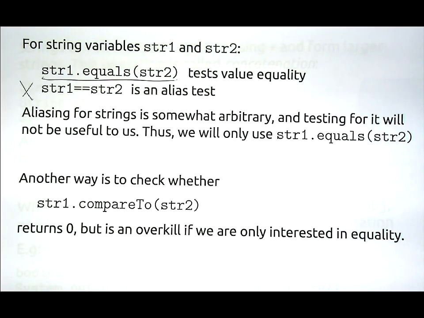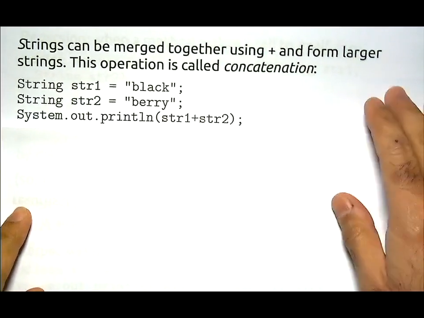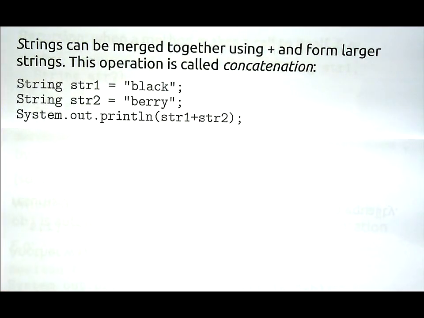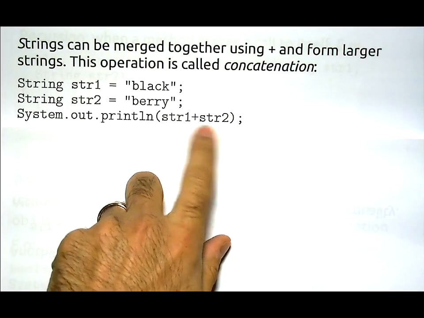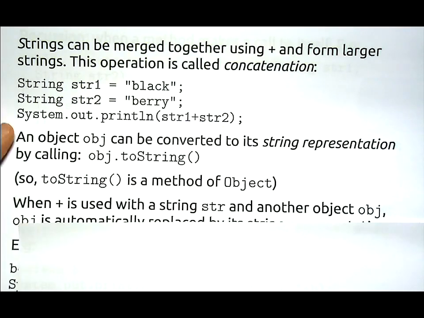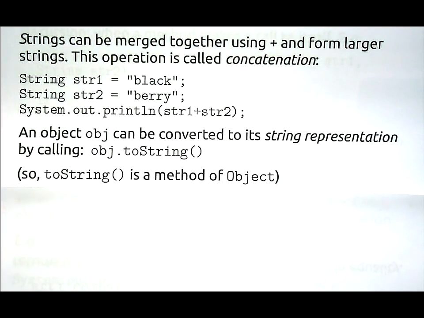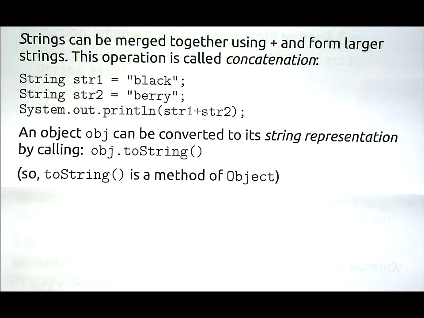And then we saw this already in the examples, that you can concatenate strings using the plus operator. So if you have, for instance, Black and Berry being two separate strings, and you print str1 plus str2, you get BlackBerry. And you can convert every object to string by using the toString method, so you get a string representation. toString is a method you have in the object class, so all your objects will have it.